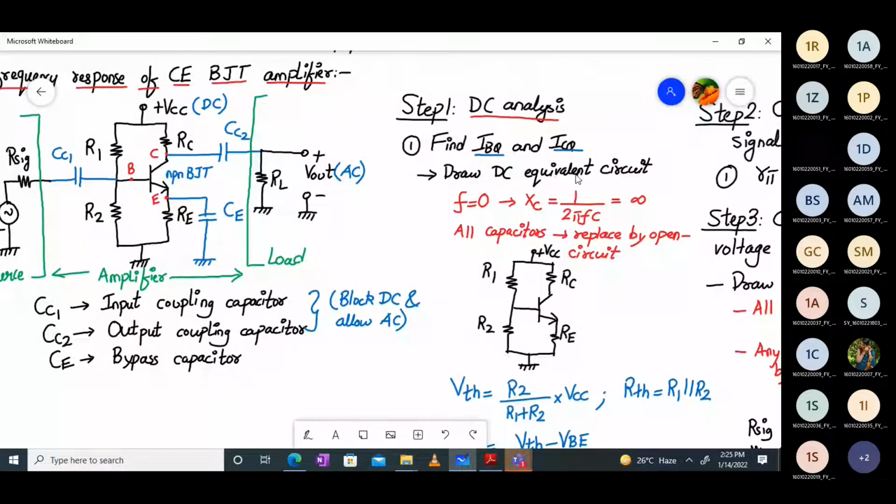When you draw, this is just the revision going on. You have all covered this, studied this in your lower semester in BEC, Basic of Electronic Circuits. But I am revising it once more.